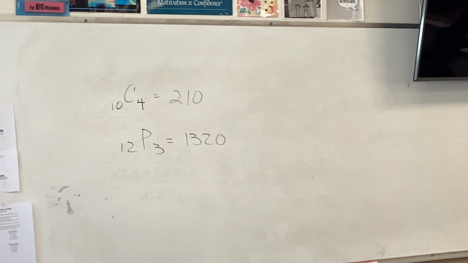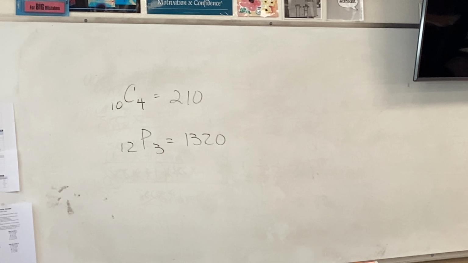Meg is going to give her 4 sisters her favorite math possessions: her calculator, pencil, binder, and marker. 4P4. She has 4 sisters, and she's giving away 4 things, and order matters because she's giving away different items, right?